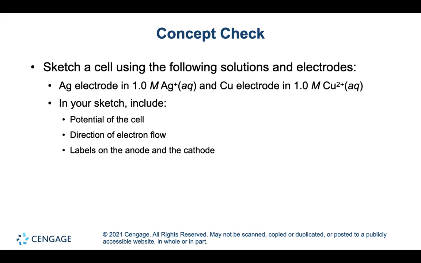But this wants us to include in the sketch the potential of the cell, the direction of the electron flow, and also labels on the anode and the cathode. So to do that, we will need to know which one is going to be the reduction reaction, which one will be the cathode, which one will be the oxidation reaction, which will be the anode: red cat and ox. And we would need from that standard reduction potential table what the E0 of each half cell is, what the standard reduction potential for each cell is.